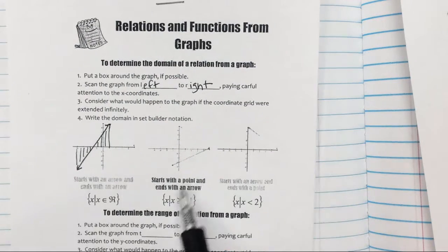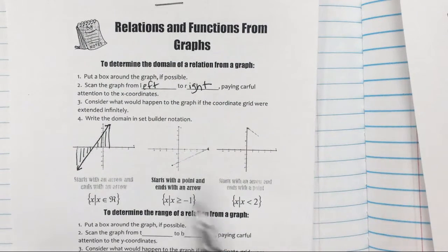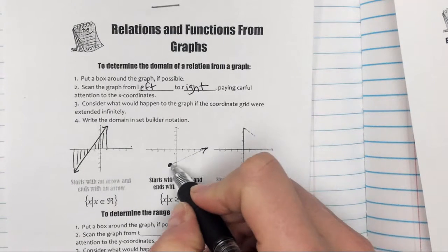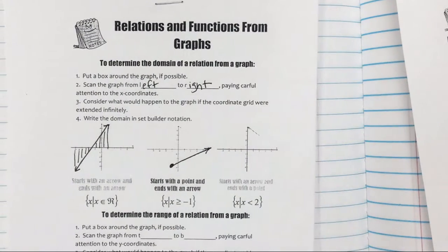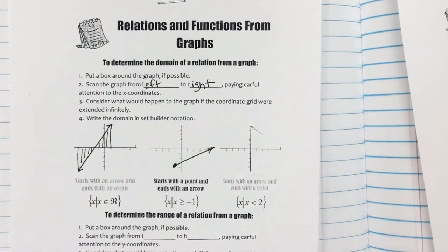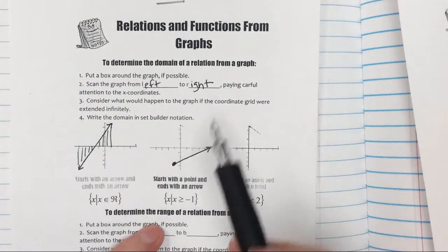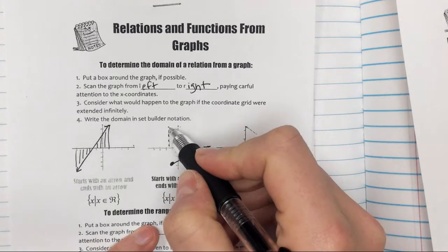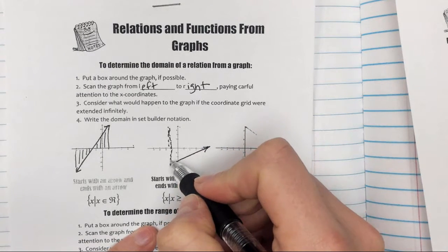All right, example 2. This graph starts with a point and ends with an arrow. So we have a point here and an arrow here. I know these photocopies aren't the best, so hopefully you can see them well enough. So I notice I can start to put a box around this graph. I can't do it in every single direction, but I could do it here.